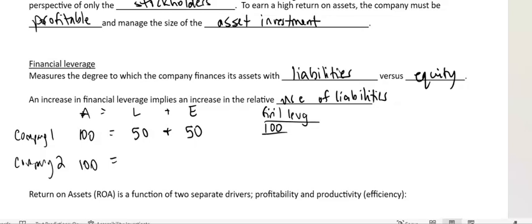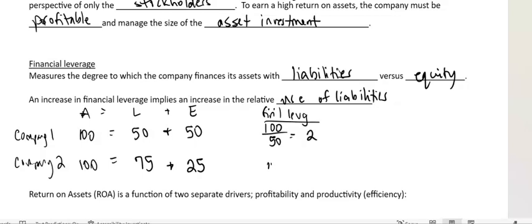Assets divided by stockholders' equity. Financial leverage for company one would be 2. Assets are twice as big as stockholders' equity. Now let's say company 2 uses $75 of liabilities, so more, so we should see a higher leverage, more liabilities than equity, only $25 in equity.